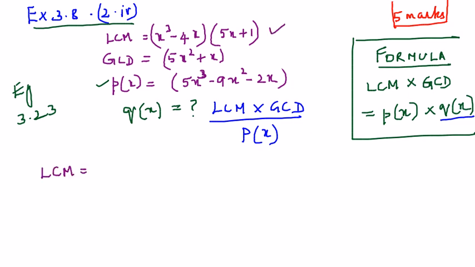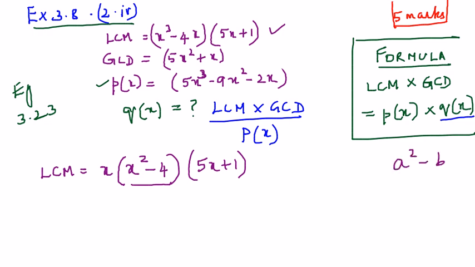Now, let's check the LCM first. LCM is given as x cube minus 4x into 5x plus 1. In the x cube minus 4x, what is common? Take the first term, x is common, right? For both x cube and minus 4x, x is common. So I am taking that out so that this becomes x squared minus 4. 5x plus 1, I will write it as it is. The moment you see x squared minus 4, you must be reminded of the a squared minus b squared formula, which is x squared minus 2 squared in this case.